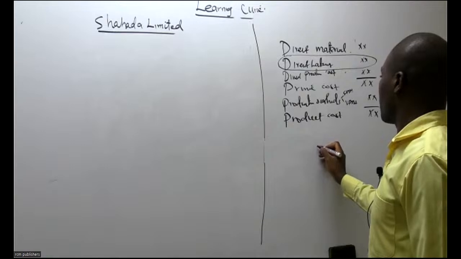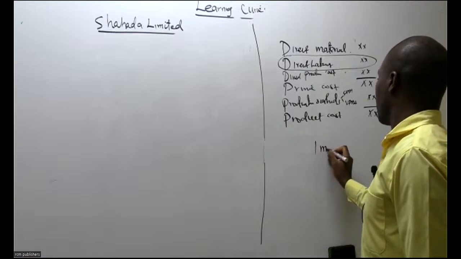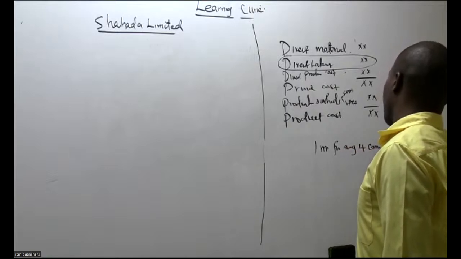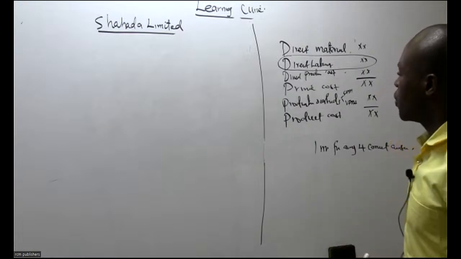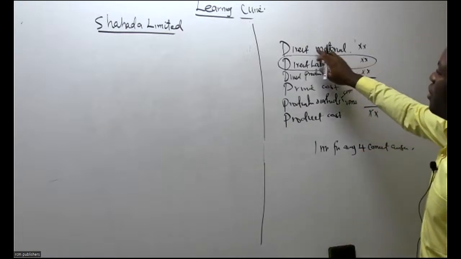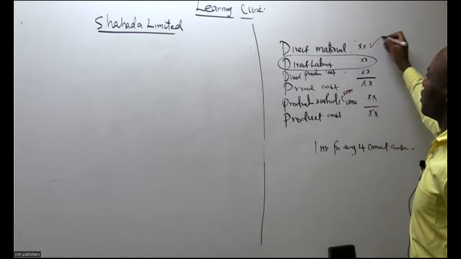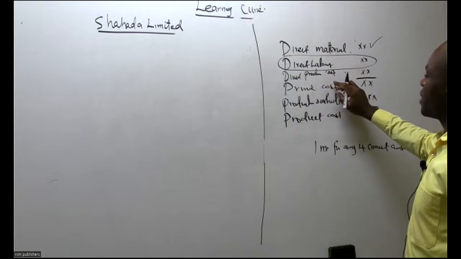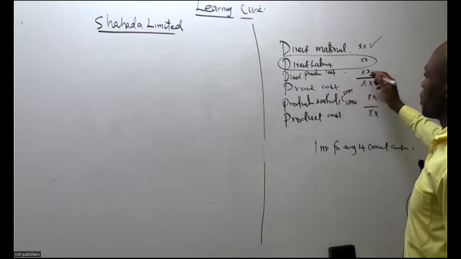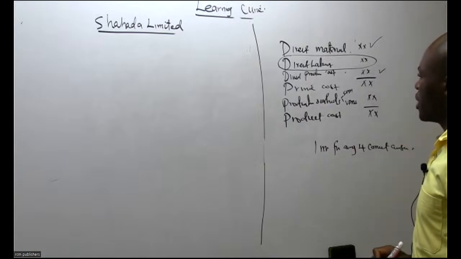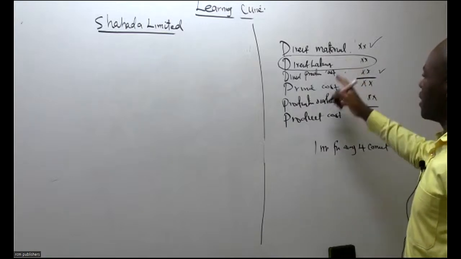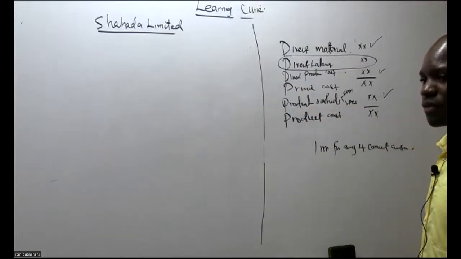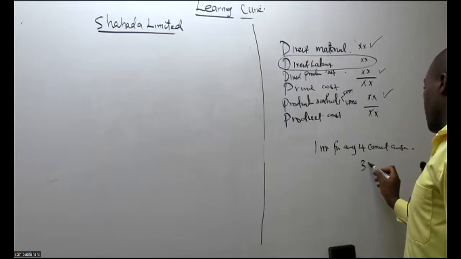1 mark for any 4 correct answers. So here, you don't understand this, but you've been able to indicate the correct value for direct material. You don't understand direct labor, but you've been able to give us the direct production costs or indirect production costs. You don't understand this, but you've been able to give us the production overhead. How many marks do you have? 3 out of 4.